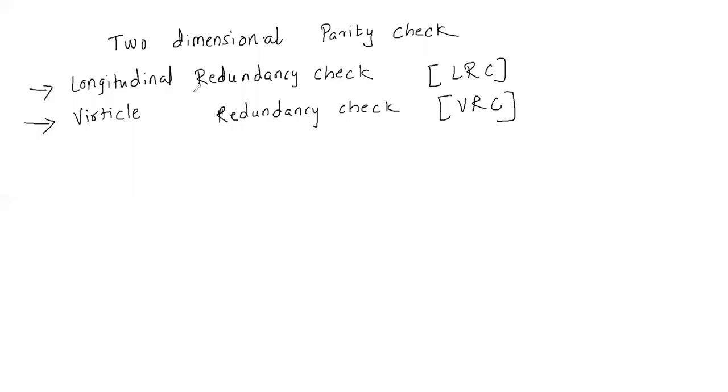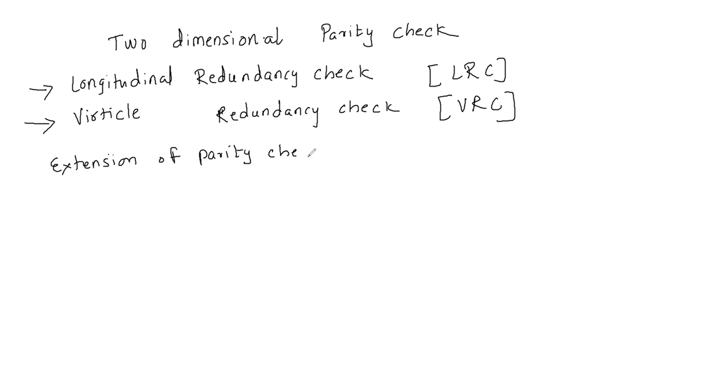So longitudinal and vertical redundancy check are the two-dimensional parity check methods. As we have already seen, the limitation of single bit addition into the 8-bit data is that it will detect only one error, and that is also not with certainty as to where exactly the error happened. So by using the two-dimensional parity check matrix, there are two methods. One is longitudinal redundancy check and second is vertical redundancy check. These are called the extension of parity check methods.